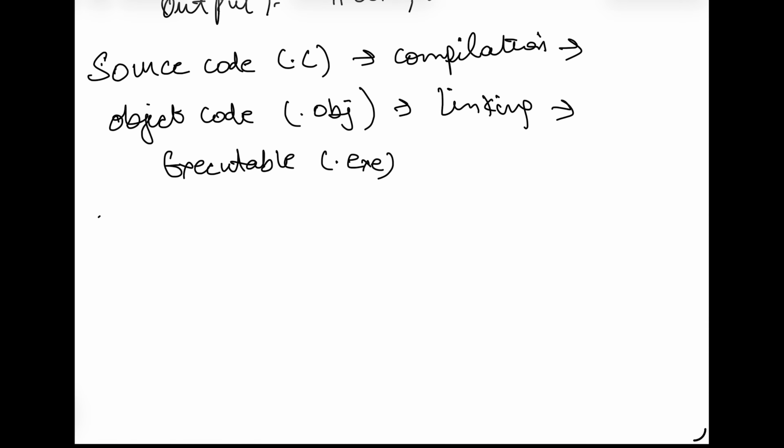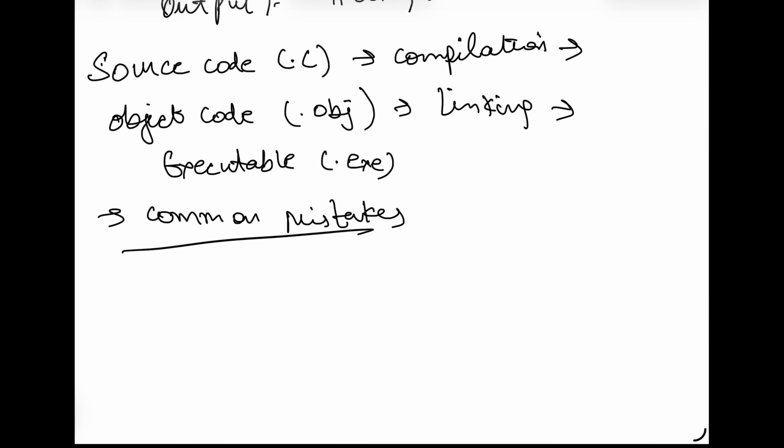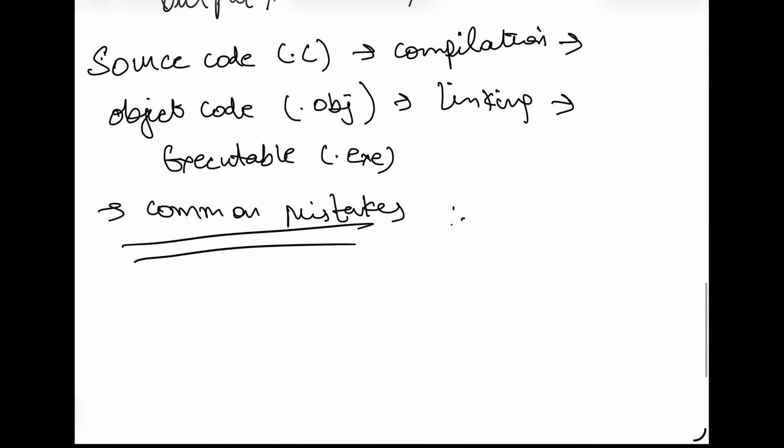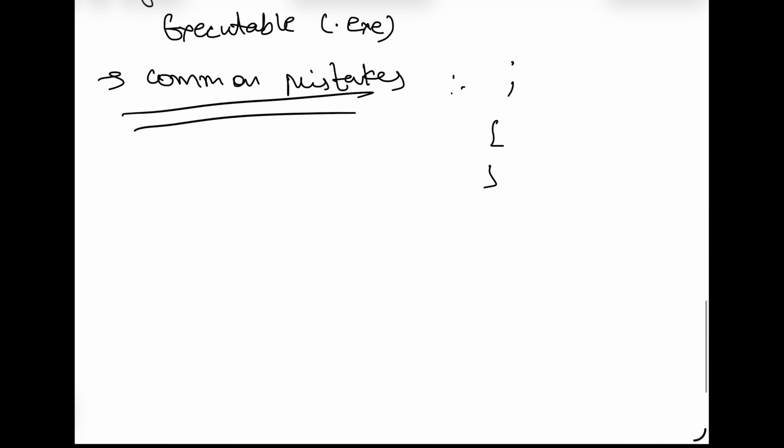There are some common mistakes students make. I will tell you which mistakes. Beginners often make a few small but common mistakes. First of all, everyone forgets a semicolon at the end of a statement, or misses curly braces.